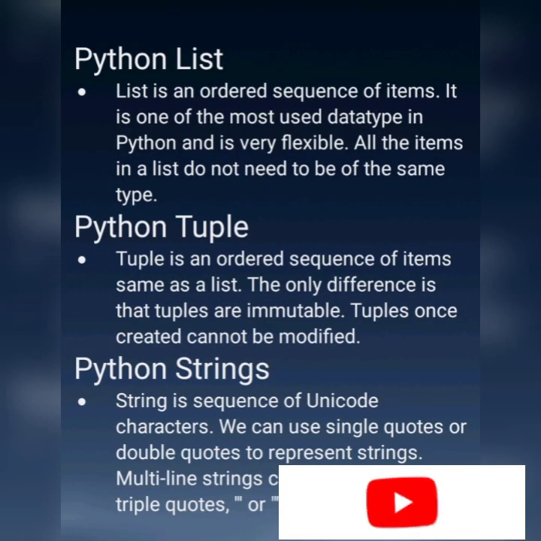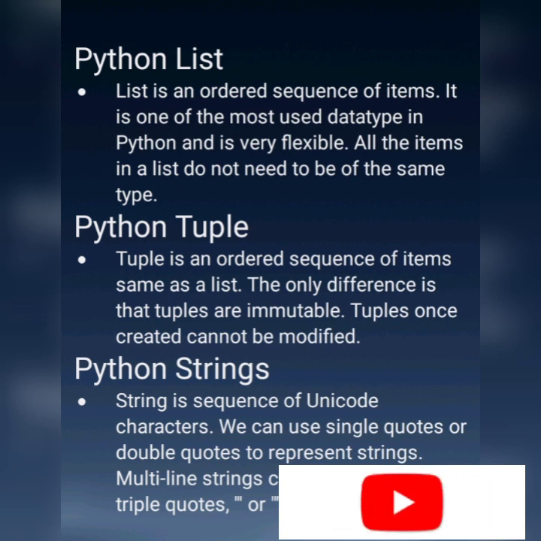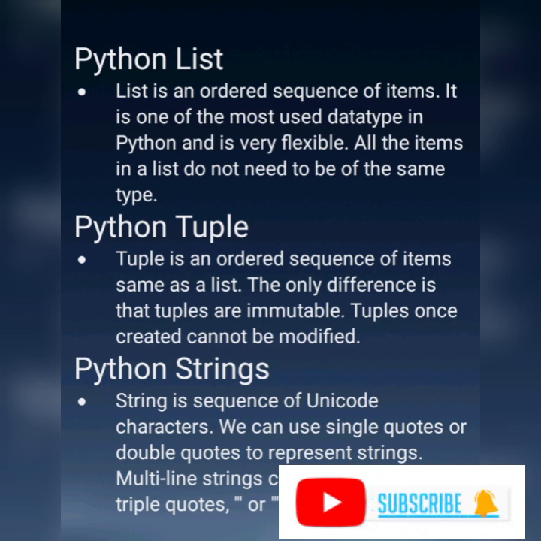Next, Python list. A list is an ordered sequence of items, and it is one of the most used data types in Python, and it is very flexible. All the items in a list do not need to be of the same type. Lists are mutable. Mutable means it can be changed. Once a value is declared, it can be changed afterwards.